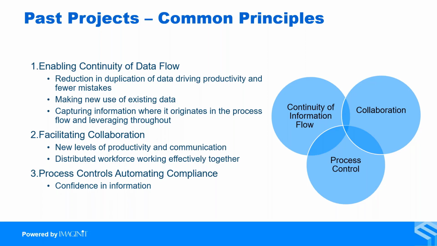For example, if we're working on a collaboration project or a dashboard project, I want to look at past projects and common principles that made those successful. And these three here are ones that often apply to many projects we do. Within these projects, what we find is if our projects are promoting continuity of information flow, collaboration, and process control, these projects have a high probability of success. Each of these different pillars support each other and help each other function.